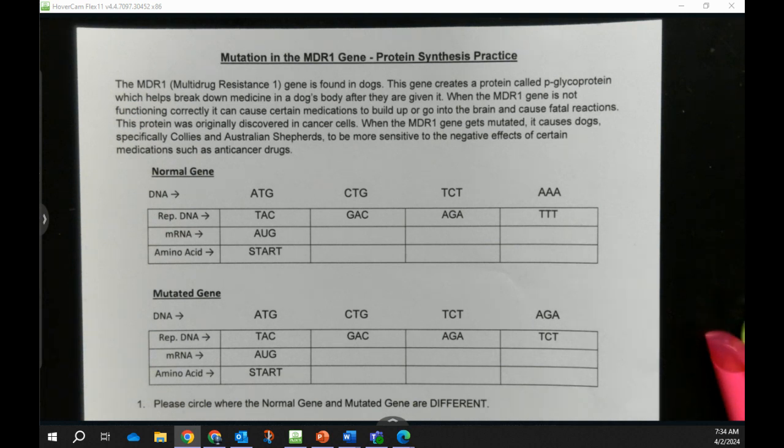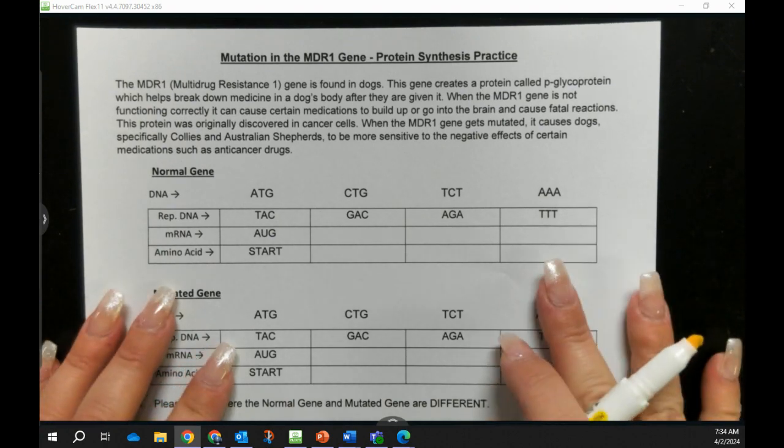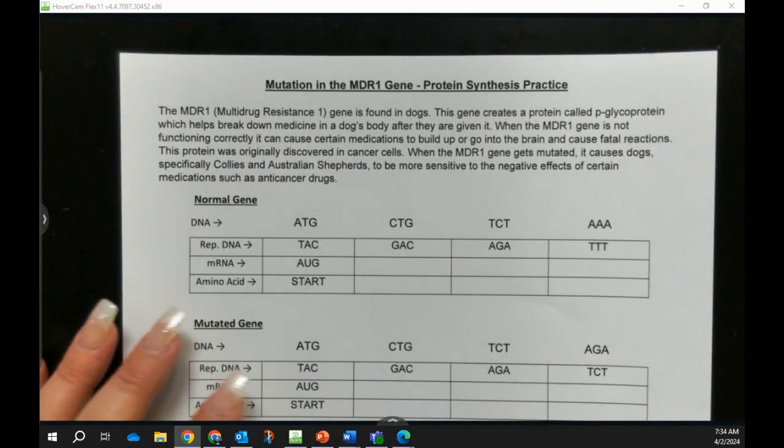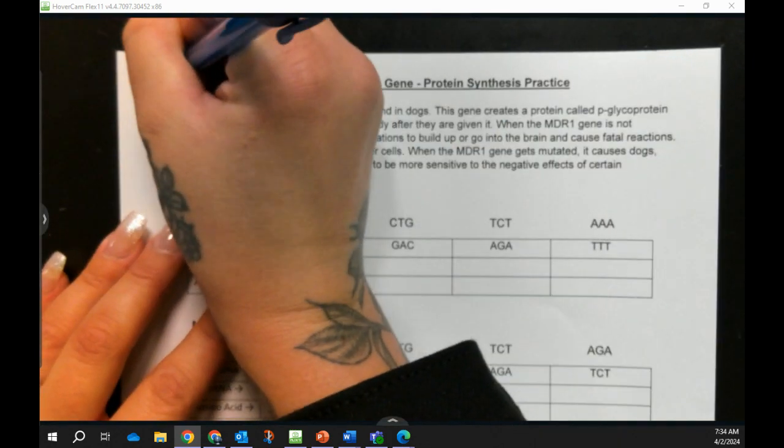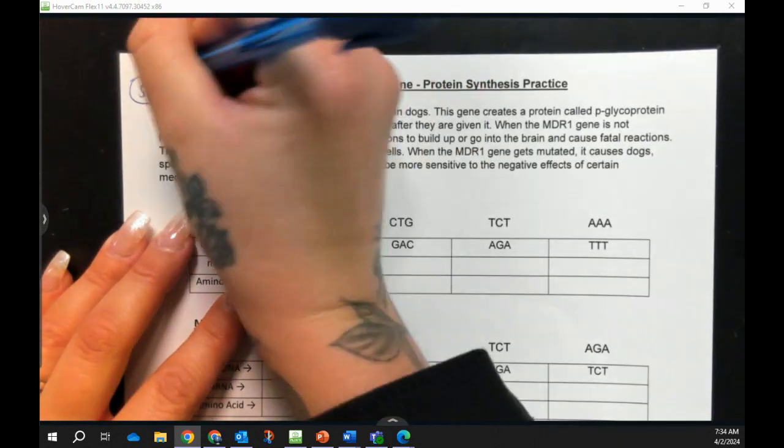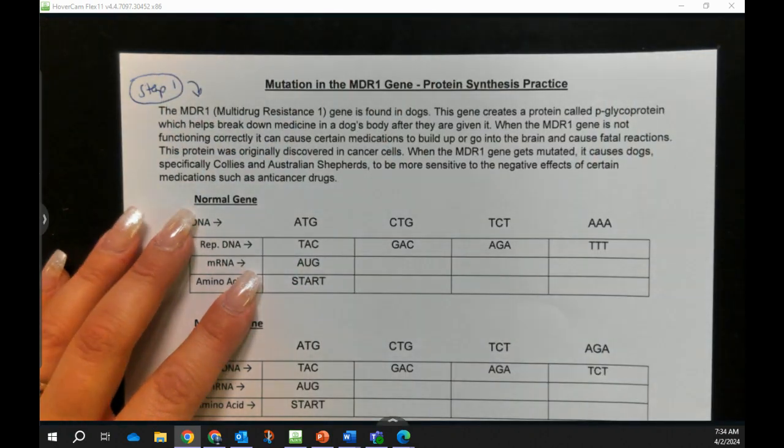Hello everyone. I'm going to quickly go over our IDA assignment, which is mutation in the MDR1 gene. All right, so the first step is to always read. So step one is to read the reading, okay?